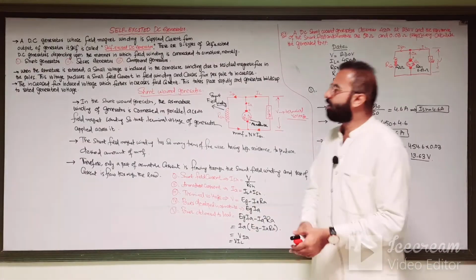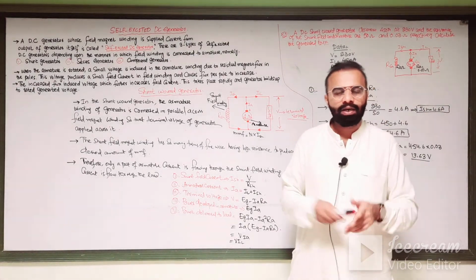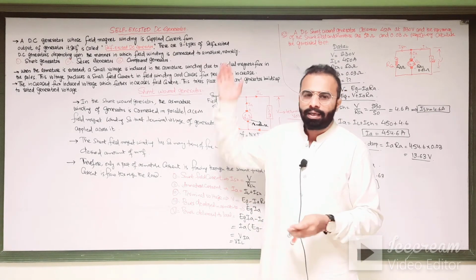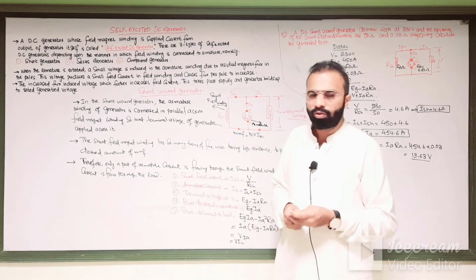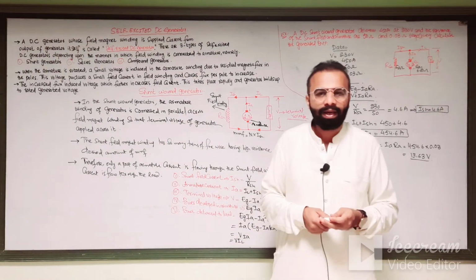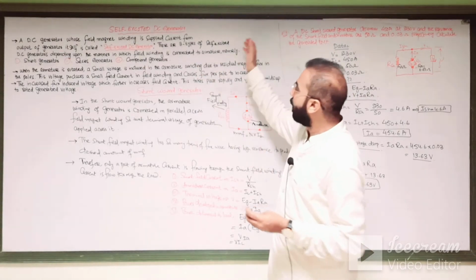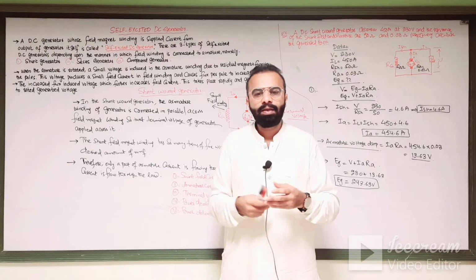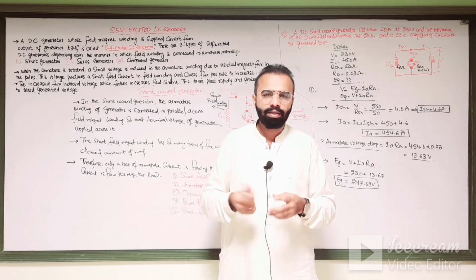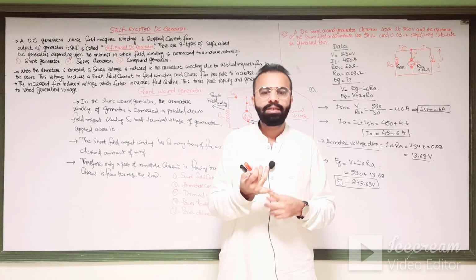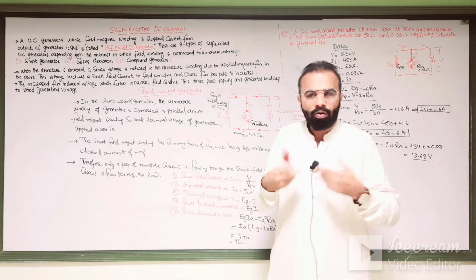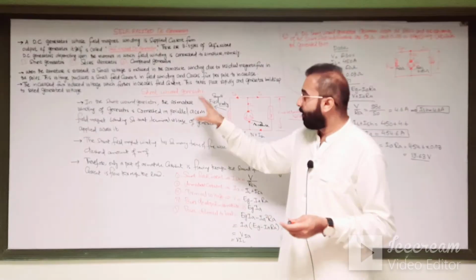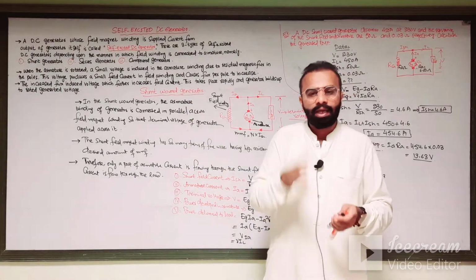So this was the whole lecture regarding the self-excited DC generator. What is a self-excited DC generator? A DC generator whose field magnet winding is supplied current from the output of the generator itself is called a self-excited DC generator. There are three main types: shunt wound generators, series wound generators, and compound wound generators. How self-excitation is achieved we have covered in today's lecture, and also the DC shunt wound generator operation.